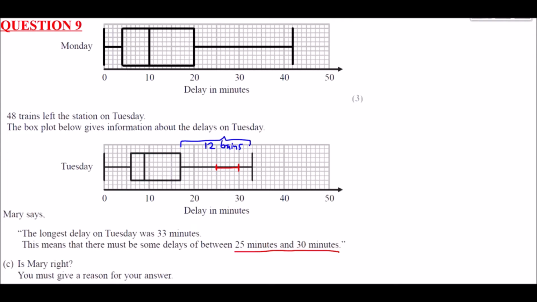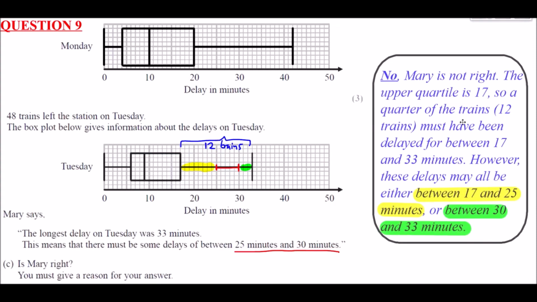Not necessarily. It could be that all these 12 trains at the upper end here were delayed maybe between 17 all the way up to 25, but not including 25, and maybe just more than 30 minutes delayed up to 33. So they could have had delays in this yellow region or green, or both, but not in the red. So Mary isn't necessarily right. So what we need to say here for Mary is something along these lines. So no, Mary's not right.